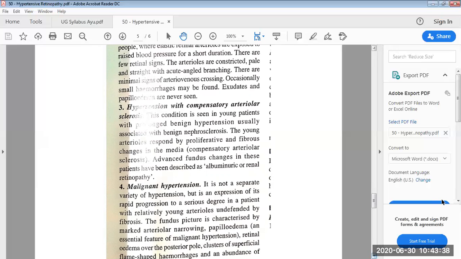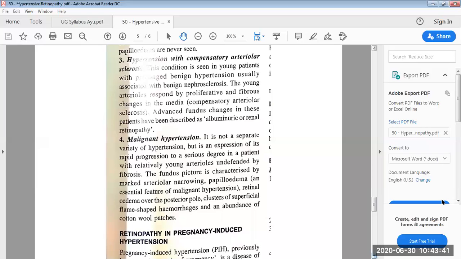Then malignant hypertension. It is not a separate variety of hypertension, but it is an expression of its rapid progression to a serious degree in a patient with relatively young arterioles, undefended by fibrosis. The fundus picture is characterized by marked arteriolar narrowing, papilloedema, retinal edema of the posterior pole, clusters of superficial flame shaped hemorrhages, and an abundance of cotton wool patches. So clinically there were four circumstances in which the hypertensive retinopathy may occur.